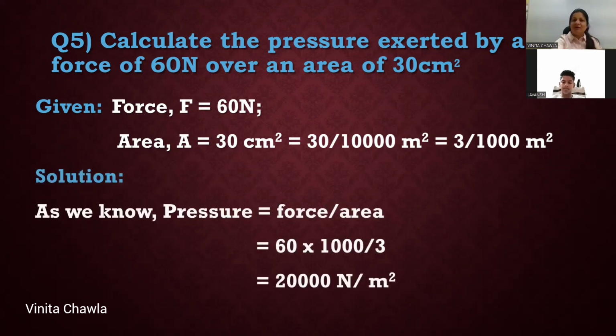Now we will write the solution. See, pressure is force upon area. Now put the values. Area is in the denominator, so when you divide, this 1,000 goes to the numerator and 3 remains in the denominator. What do we get? We get the pressure as 20,000 Newton per meter square. Write the solution in your notebook.